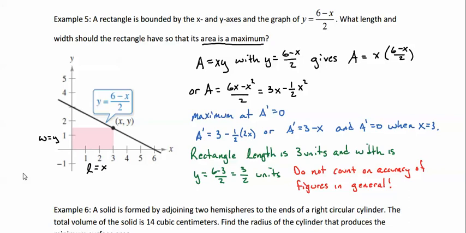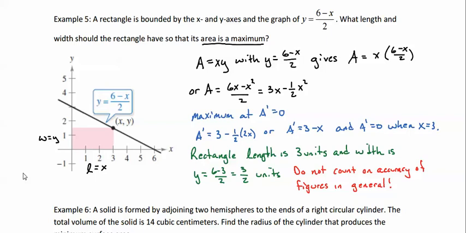All right. Example 5. A rectangle is bounded by the x and y axes of the graph of y equals 6 minus x all over 2. I took this problem directly from WebAssign. You have this exact question as a homework problem. I don't want to have to answer any questions on WebAssign since I'm giving you the answer here. What length and width should the rectangle have so that its area is a maximum?